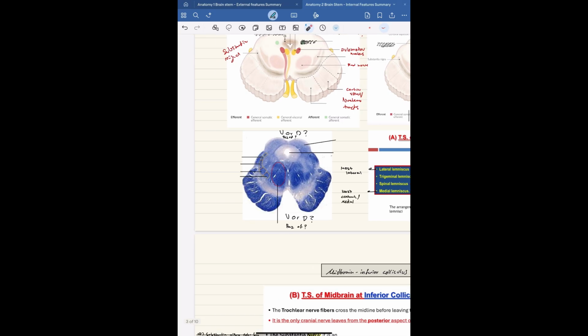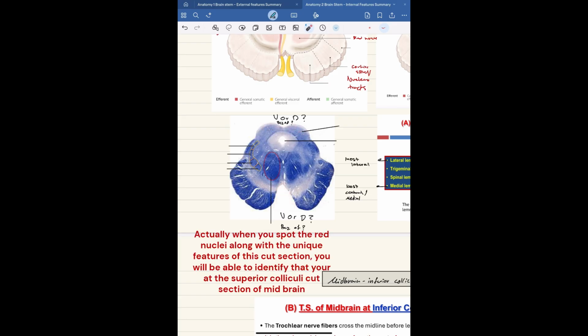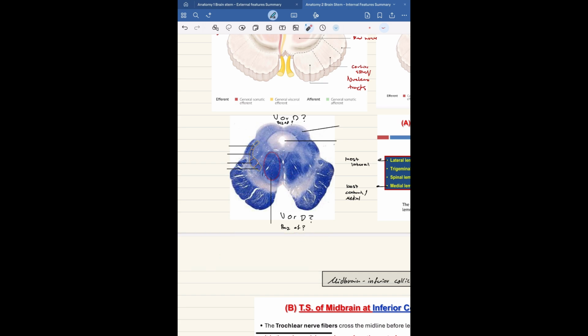Ask you a few questions. Is this ventral or dorsal? You tell me. This is ventral. Why? You see the fossa. This is dorsal. Why? Because you see the superior colliculi. Since you identified that this is the superior colliculi of the midbrain, now you can expect what you will see in the middle, right? So you expect to see the red nuclei, even if this circle wasn't here, you just expect to see it there. And you'll see the four lemnisci. Be able to identify them.